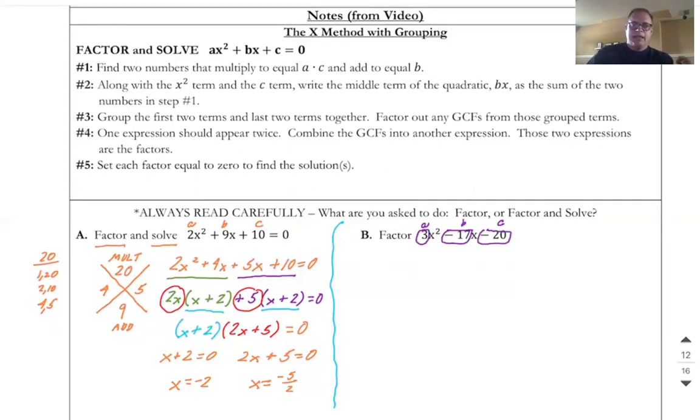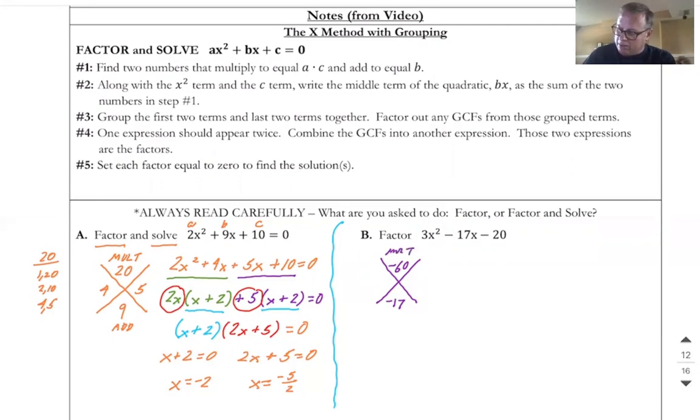Okay. So we'll start our X method. And I need to take the 3 times the -20. To make this a little bit easier to see, let's go ahead and take those away. So that's going to be -60. And the B is -17. Again, you get really good at this from repetition and practice. There is a lot of steps, but you can do it.